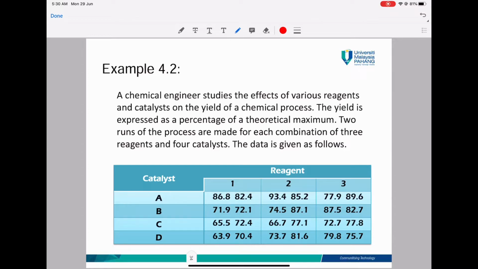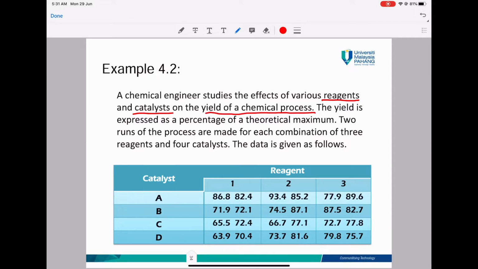So, as we understand from this question, we have 3 different variables. Number 1 is reagents, number 2 is the catalyst, and number 3 is yield of a chemical process.